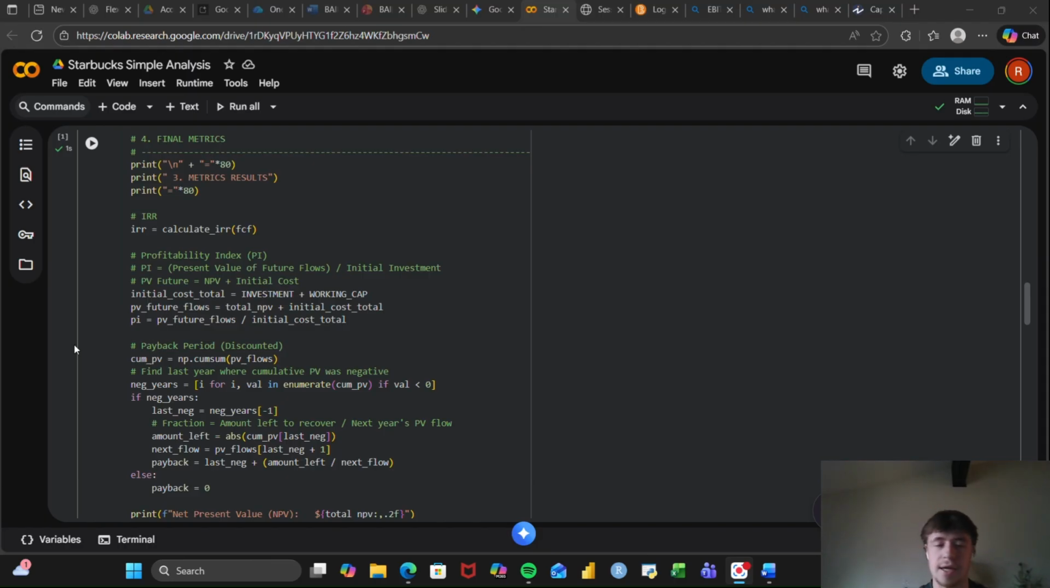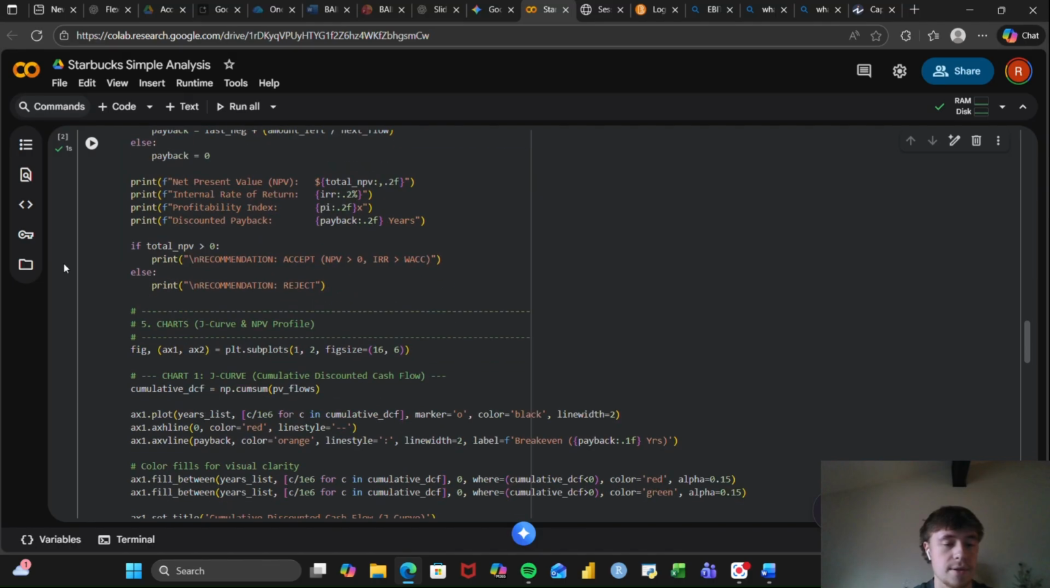Like I mentioned earlier, the time value of money is important. We need to make sure we discount these cash flows so that we have an accurate calculation to help us determine whether we should make this costly financial decision. So I'm going to now run our Python script.